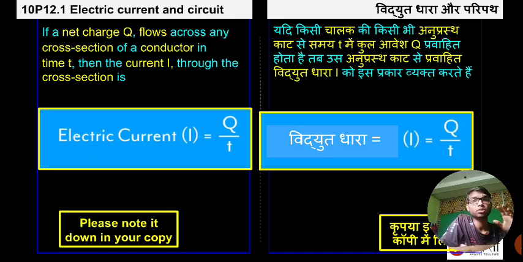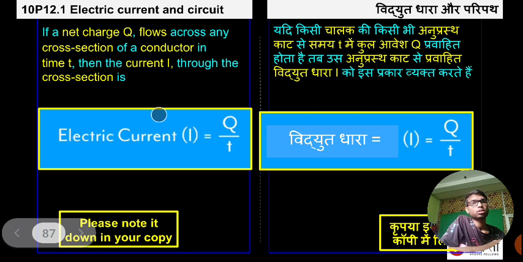We will have some questions based on this discussion. Electric current is equal to Q upon t. So Q is the charge, t is the time, I is the electric current. Remember.